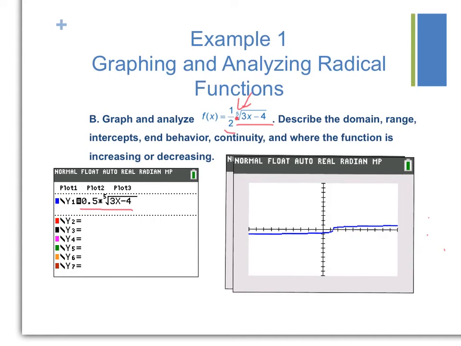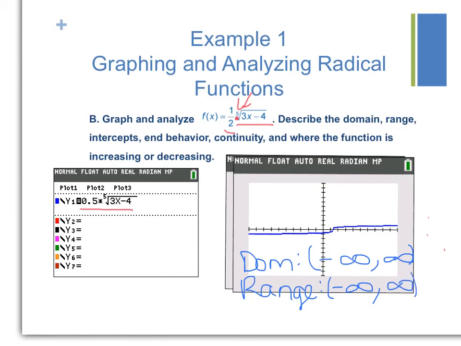Since our index is odd, like we talked about on one of the very first slides, odd indexes have a domain and a range from negative infinity to positive infinity. If you look at this graph, it's continuous from left to right, so there's no breaks in it, so therefore my domain is from negative infinity to positive infinity. My range is also from negative infinity to positive infinity.